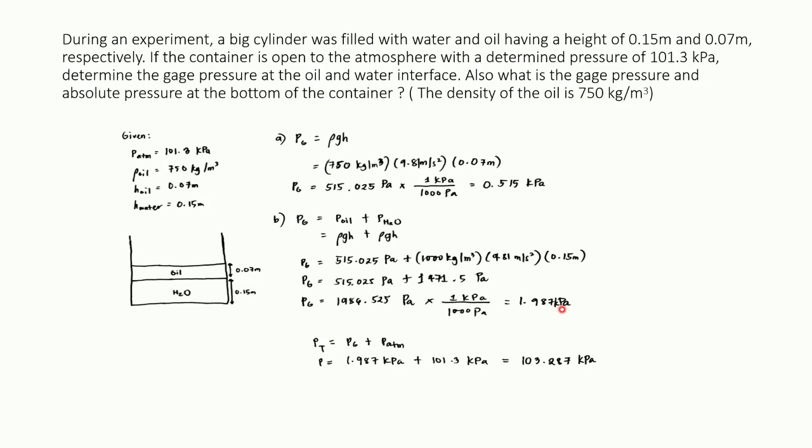So this is the gauge pressure at the bottom of the container, but for the absolute pressure, we have to add this with our atmospheric pressure. So the total pressure is the gauge pressure 1.987 kilopascal and the atmospheric pressure 101.3 kilopascal. So adding that, we will get that the total pressure or the absolute pressure at the bottom of the container is 103.287 kilopascal. So that's the solution for this problem.